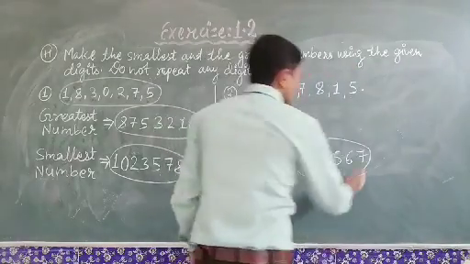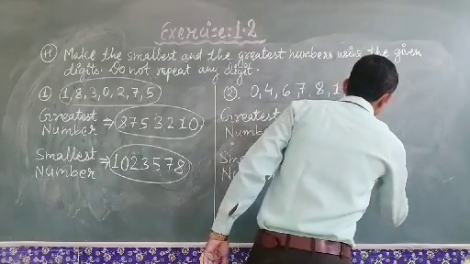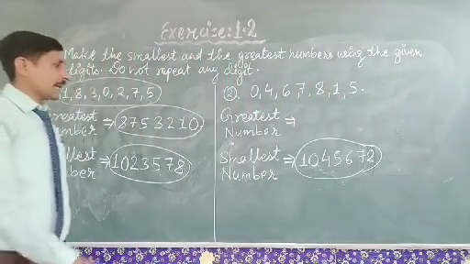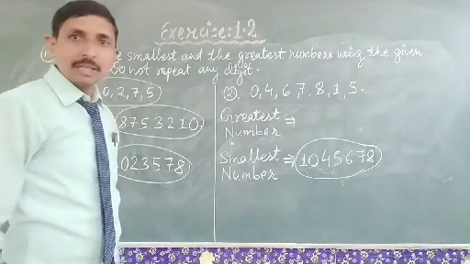So in this way, this is the smallest number we have written by using the digits. Now, and write 8 also. Yes. So in this way, we can write the smallest number by using the digits.